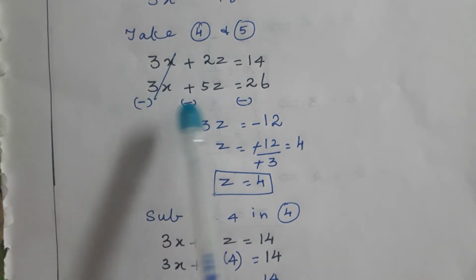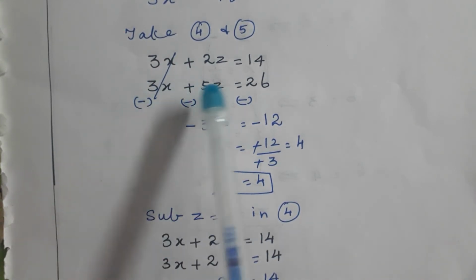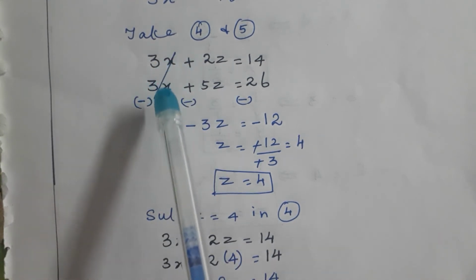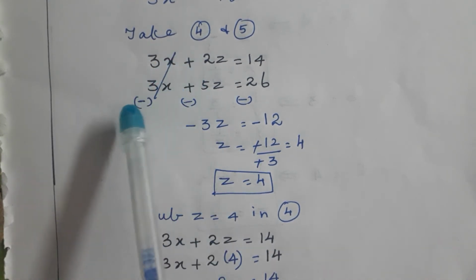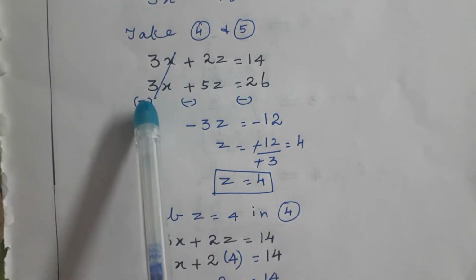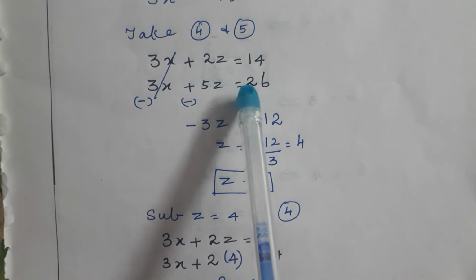But only one thing you have to do: we should not add these. If I add, what will I get? I will get 6. So instead of adding, what is to be done? We have to subtract these two equations. So for subtracting these two equations, change the sign of the second equation.